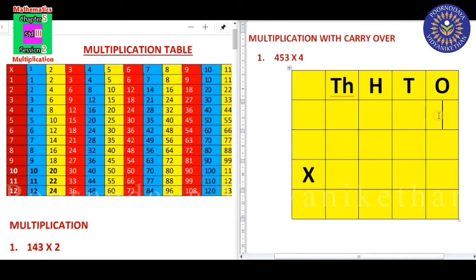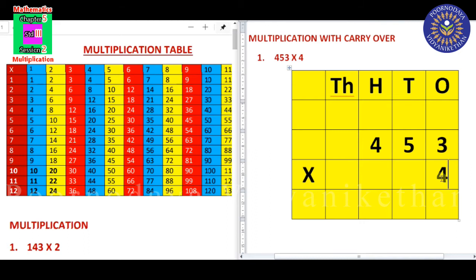Here in the ones place there is 3, and in the tens place, this is the place for writing the carryover. So in the next row we can write the first digit 3 in the ones place, 5 in the tens place and 4 in the hundreds place. So like this we can write 453 multiplied by 4. That 4 you have to write in the ones place. 453 into 4. Now we have to start the multiplication.